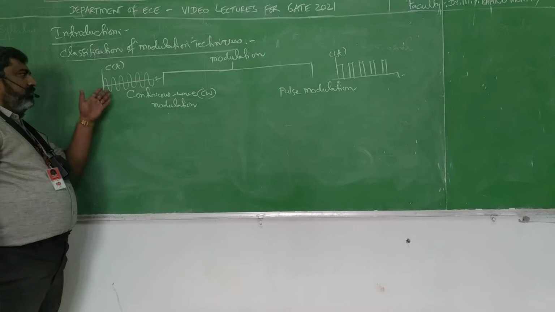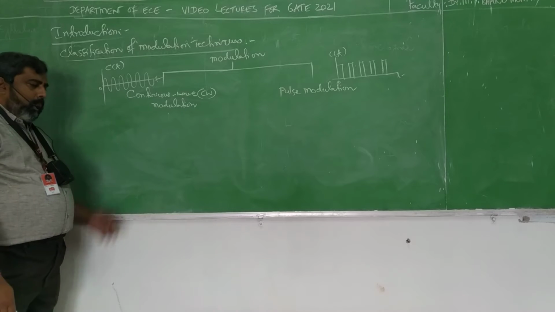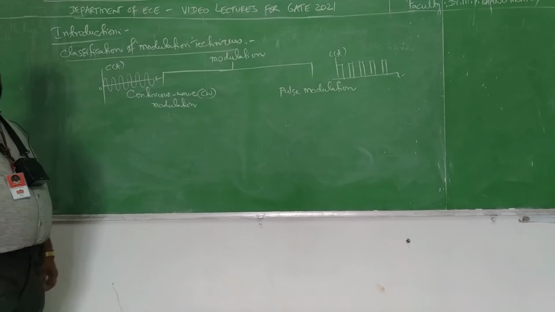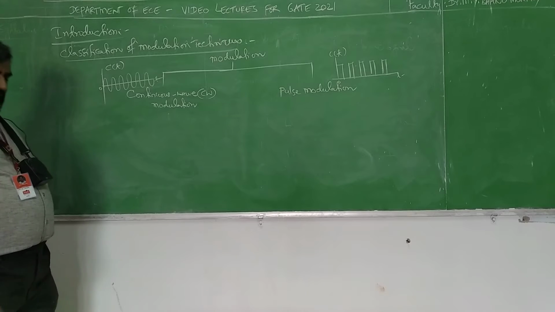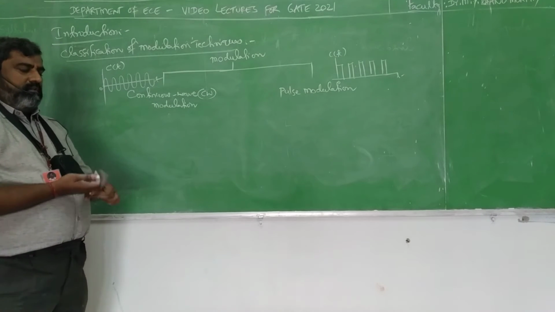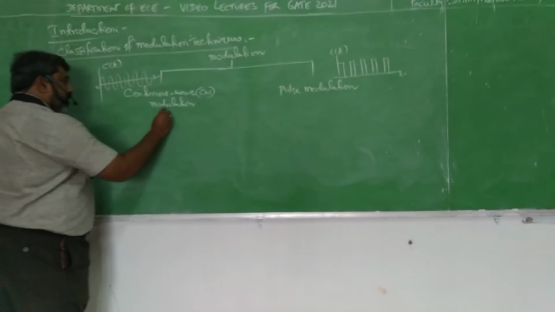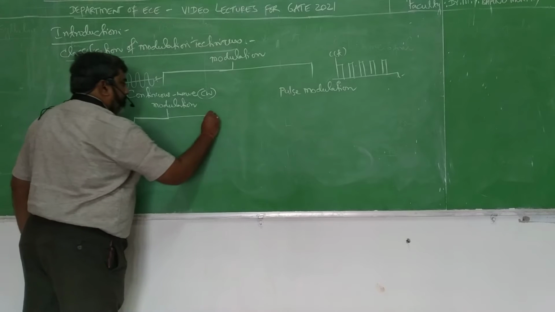You can change the amplitude. You can change the frequency of the carrier and also the phase of the carrier. Okay, so we have three modulation techniques under continuous wave modulation. One is amplitude modulation, the other one is frequency modulation, correct? The third one is the phase modulation. However, we must classify this into two.